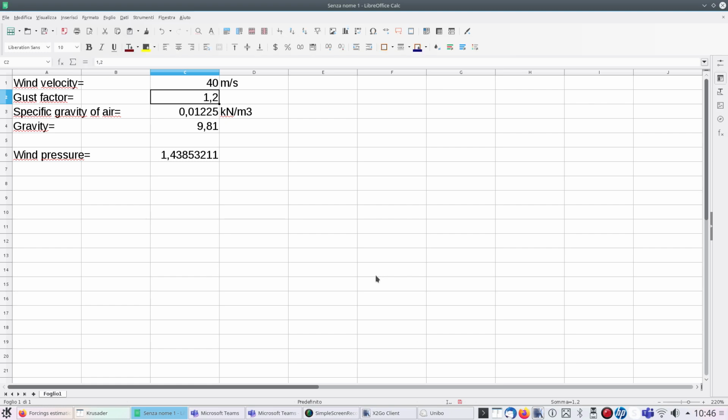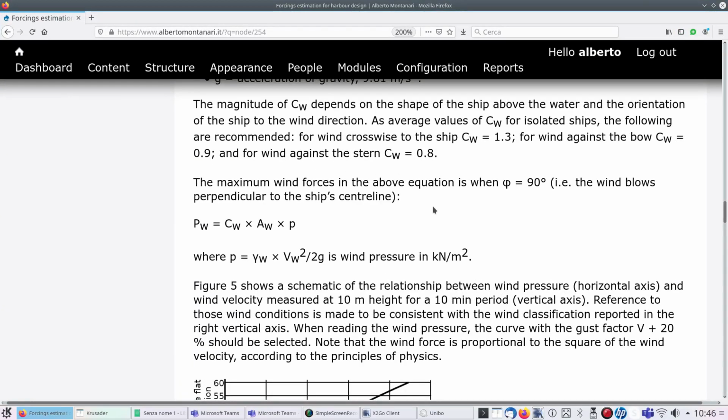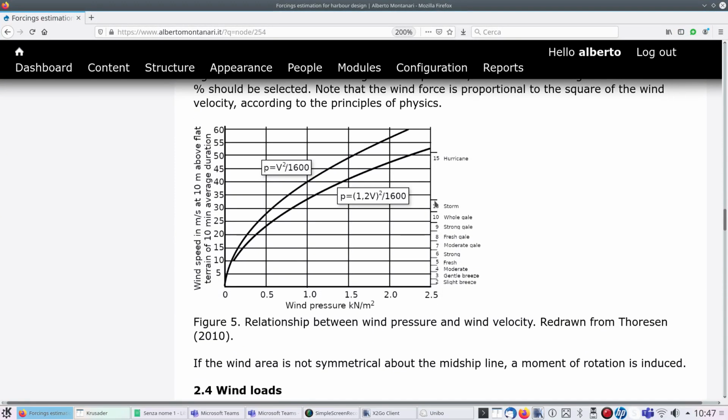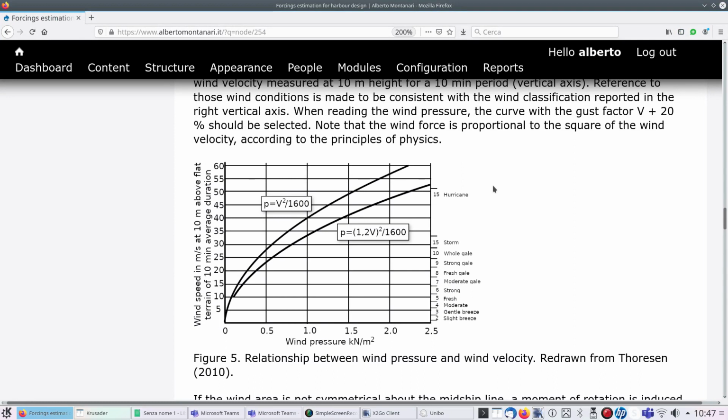Okay, we did these considerations and you asked some questions in the last lecture. I hope this is clear. If it's not, write on the chat. Then I can go back to my web page and I am ready to discuss this graph, which gives the wind pressure depending on wind speed. Wind speed is given along the vertical left axis, and you have the resulting wind pressure in the horizontal axis.